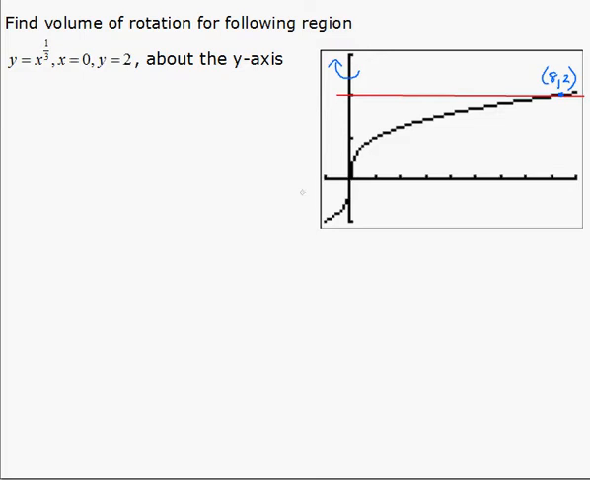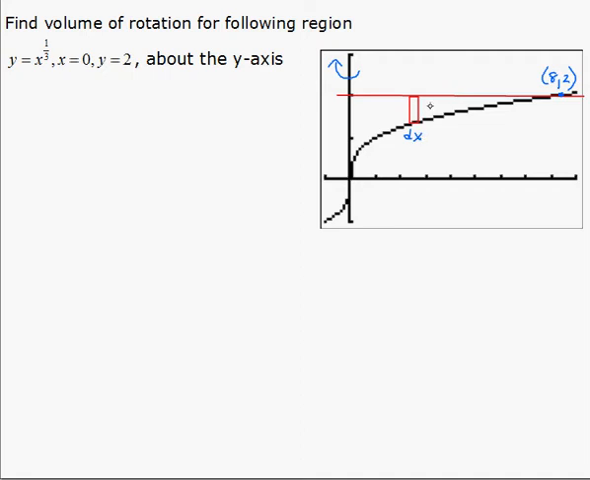Now we need to establish the type of rectangle we want to use. In this example, we could use a dx rectangle, as the dx rectangle moves from left to right. The top is always on y equals 2, the bottom is always on the curve. So a dx rectangle will work fine.